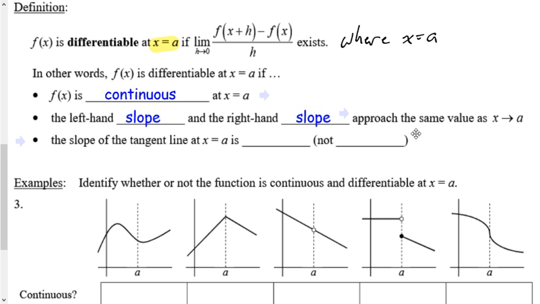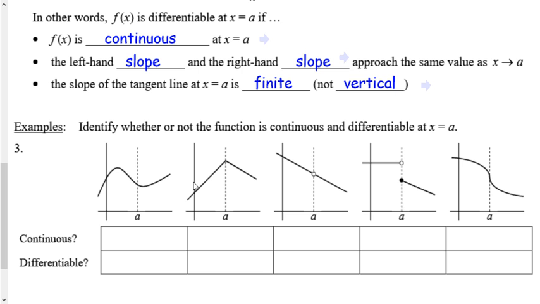And then the slope of the tangent line is a finite number. So we don't have a vertical tangent line. So I guess this isn't quite redundant. This is a different statement here. The left-hand slope and the right-hand slope approach the same value. Well, let's use these three ideas as we look at this next example.